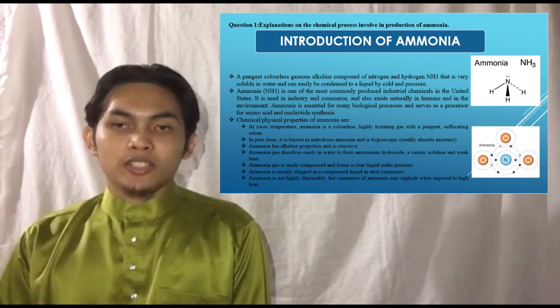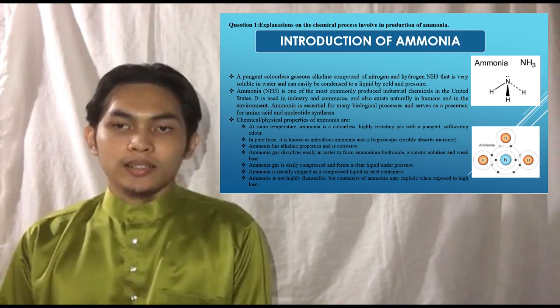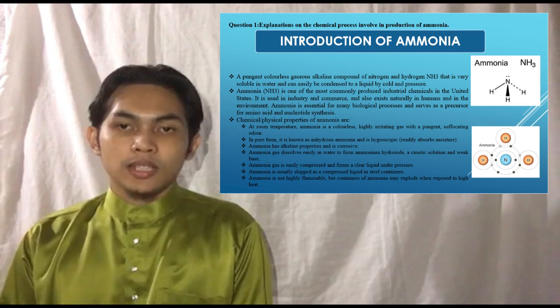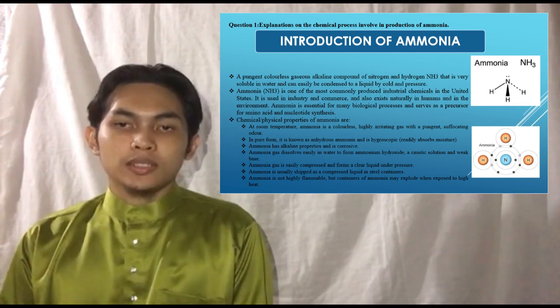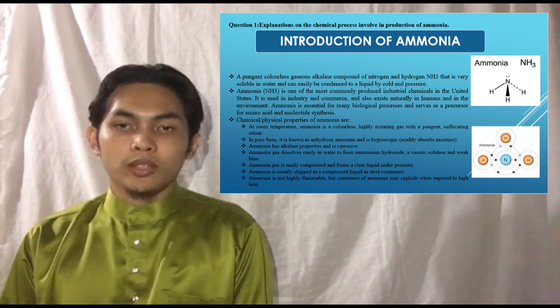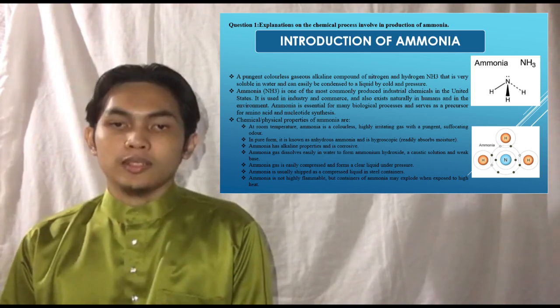My name is Muhammad Zuhairi bin Azman with matrix number DN180061. So our group will present about the production of ammonia through Haber process using iron with potassium hydroxide as catalyst. What is ammonia? Ammonia is a pungent colorless gaseous alkaline compound of nitrogen and hydrogen that is very soluble in water and can easily be condensed to a liquid by cold and pressure.